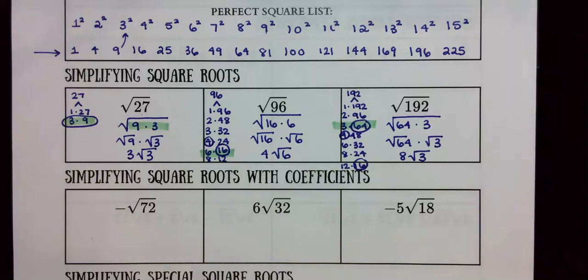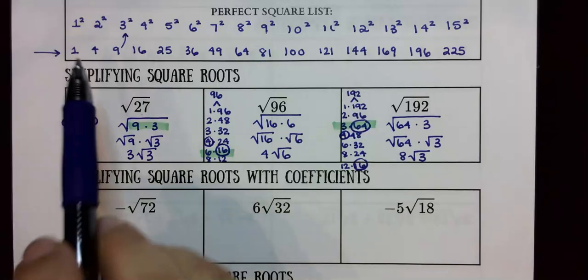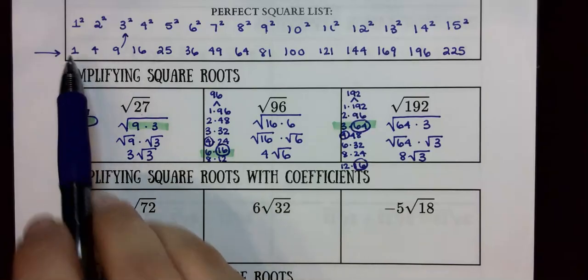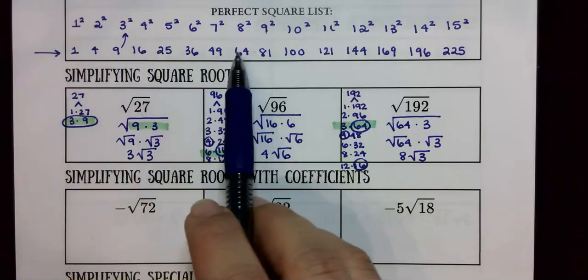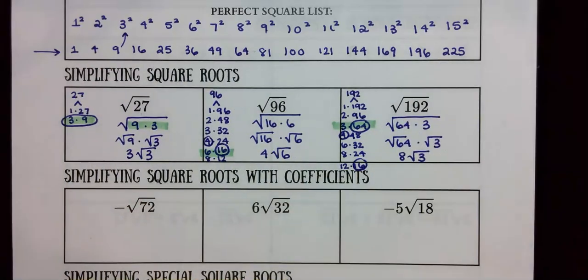So let's go ahead and start with the negative square root of 72. The number that we're going to focus on is the 72. We need to make sure it is not already a perfect square. So if you go back to the list that we have created, notice that 72 is not in this list. Because it's not a number that is already a perfect square, we actually have to break it down.